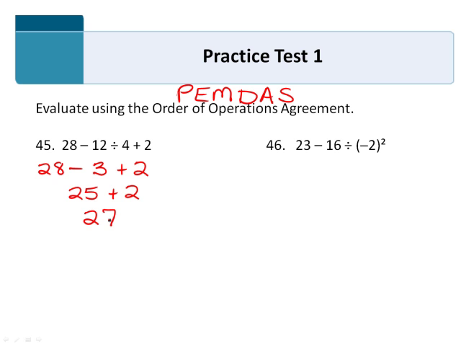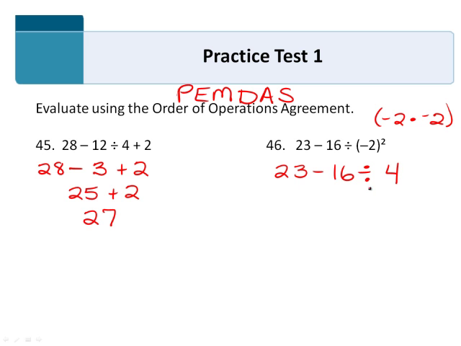All right, number 46. We have subtraction, division, and an exponent. And parentheses, but they're there just mostly for the exponent. So we're going to start with that exponent on this problem. So bring everything else down, and we're going to work out negative 2 times negative 2. We're going to square that negative 2. So that's going to be positive 4. That's what we get there.